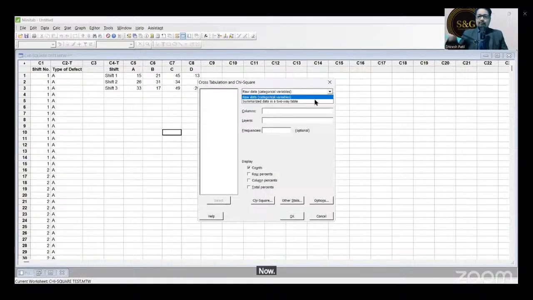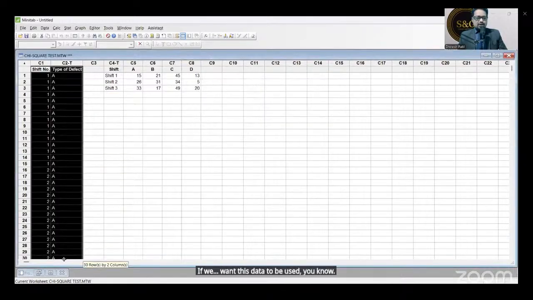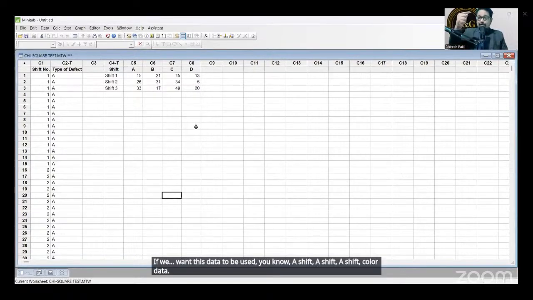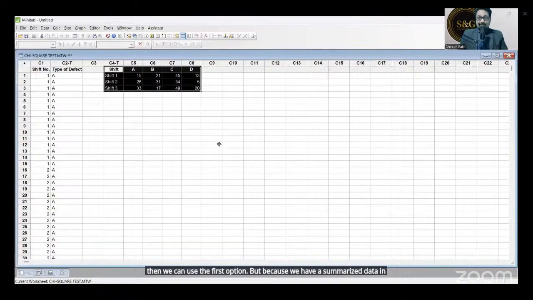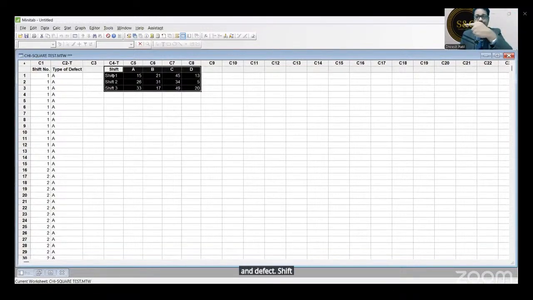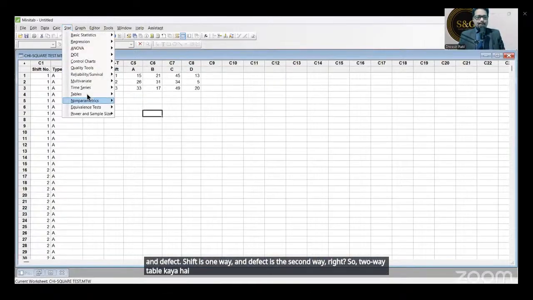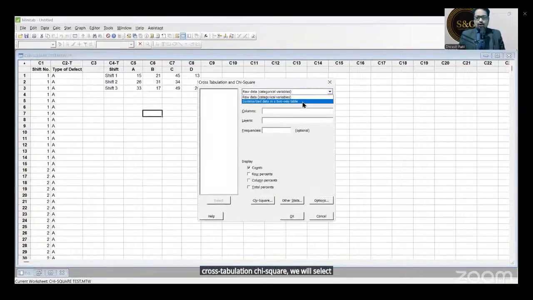Now because we have summarized data in the two-way table, understand this. If we want to use the raw data, where each row is a shift and a defect, then we can use the first option. But because we have summarized data in this two-way table, two-way meaning shift and defect, shift is one way and defect is the second way, therefore we will go for cross tabulation chi-square. We will select the second option in the drop down.